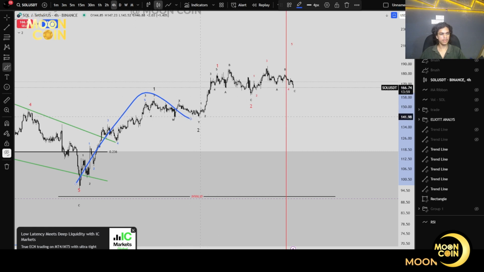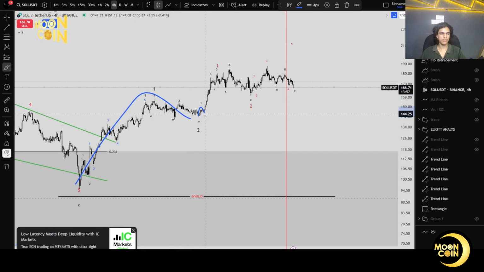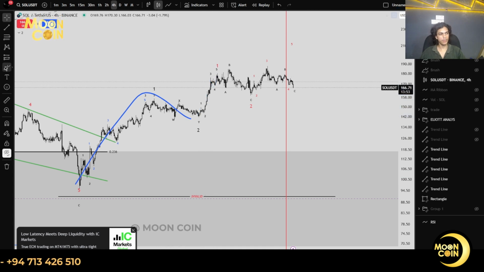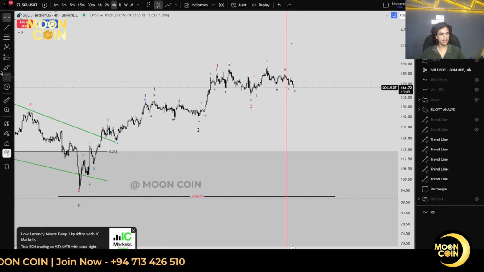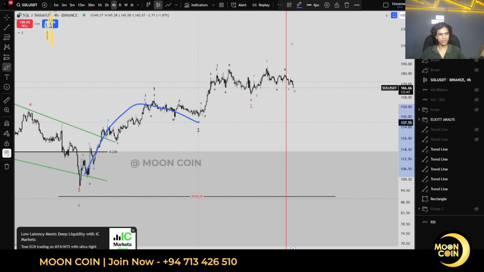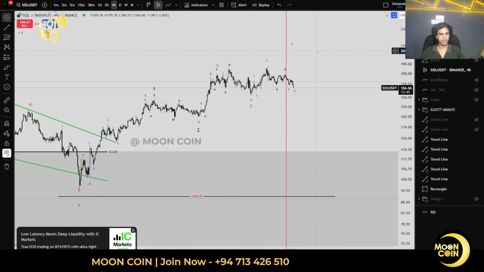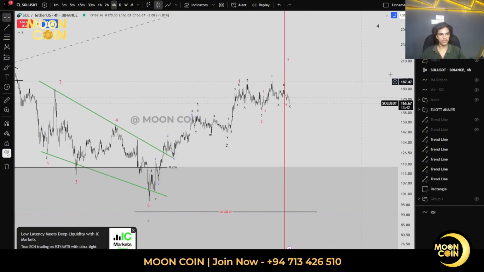Then again, what did the market do? The market made another impulse wave, 1 2 3 4 5, which completes another wave 1. So this makes it clear that the market is forming 1 2 1 2, and it's going up. The market usually goes like that.